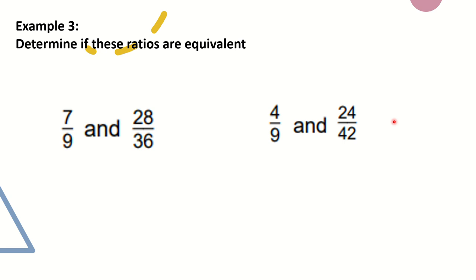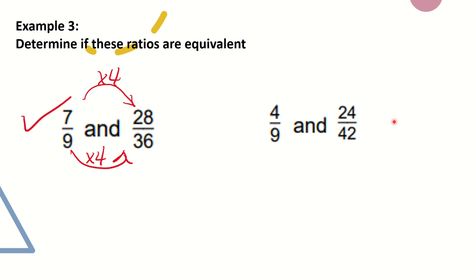Now let's see, when given 2 ratios, can we determine whether they're equivalent? Again, we have been practicing this whole time, so I know you got it. We can either reduce down or we can multiply up to see whether they're the same amount or not. So in this case, I know that 7 times 4 gives me 28. Can I also go 9 times 4 and get 36? Yes. So in this case, these two are equivalent.